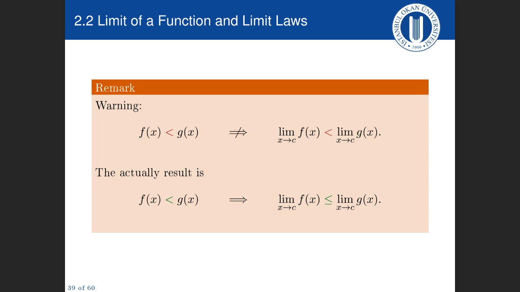Why? Because they could get close to each other. Let's suppose we have two functions which look like this. Let's suppose they just touch at c. Then, as long as we are close to c but not actually at c, f is strictly less than g, but they have the same limit.